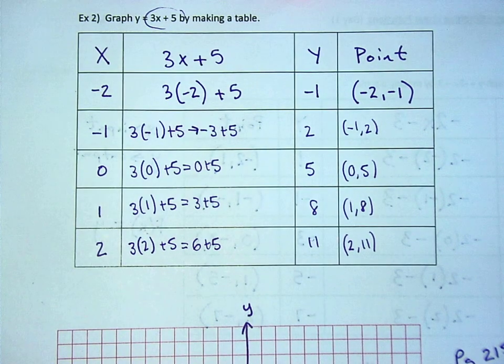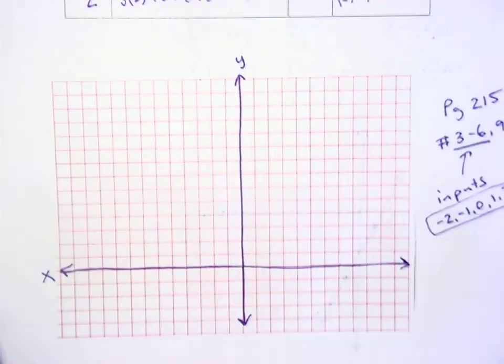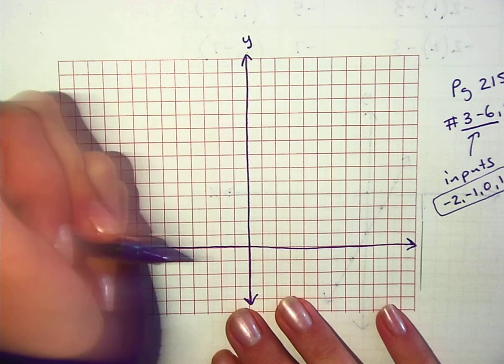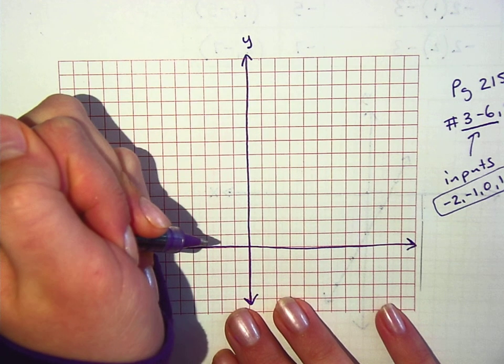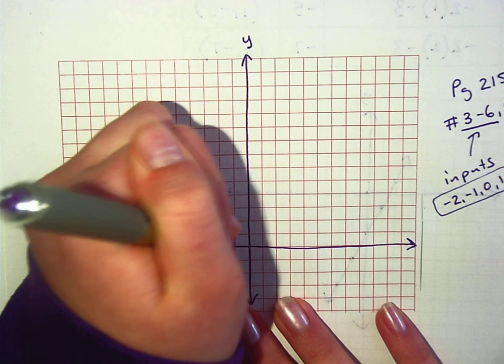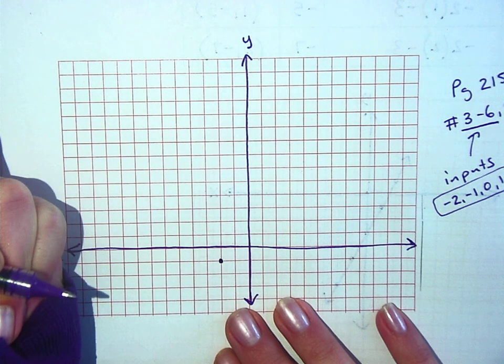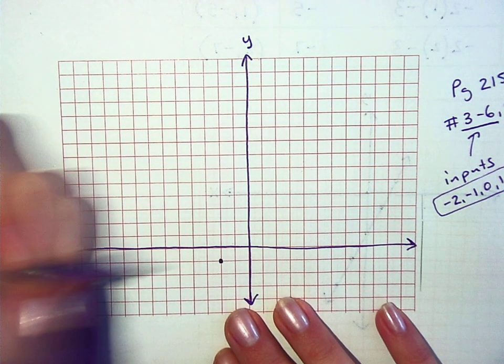All right, and let's go down to the graph, which is right here. Go ahead. And for the first one, the points would be -2 and -1. So you go... She's got it. Keep going.